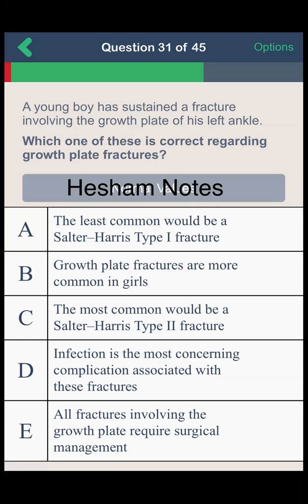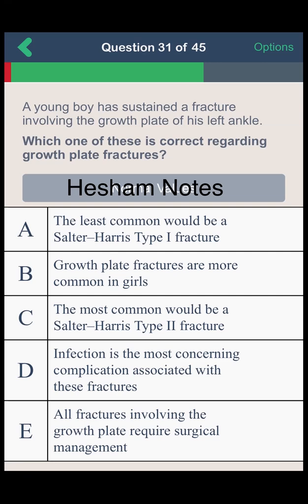Well, it's more common in boys, so B is not correct. Most common type is type 2, so C is correct. Most concerning complication is growth arrest when there is a crush injury. Not all types require surgery. It's the crush type and the second type, types 2 and 5, that require surgery. The least common, I think, is the third type, when there is injury to the growth plate with epiphysis. It's the least common, type 3, not type 1. Okay, then the right answer here is C.